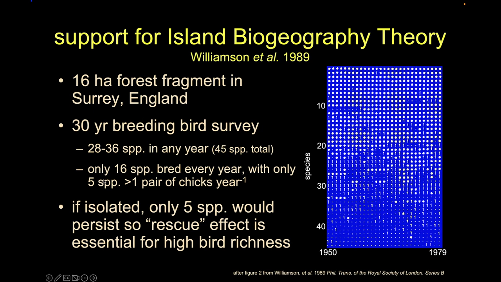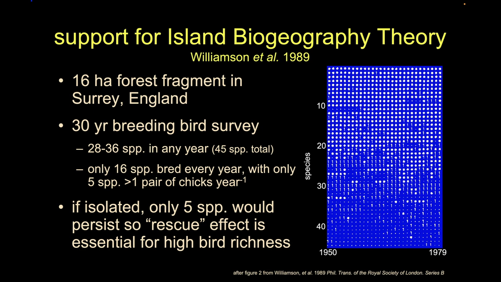The issue is that only 16 of those 28 to 36 species bred every year, with only 5 species having more than one pair. Having a pair of chicks is considered replacement, right? There's a baby for mom, there's a baby for dad. So only 5 species on any one patch were making babies enough to make more moms and dads in that patch.